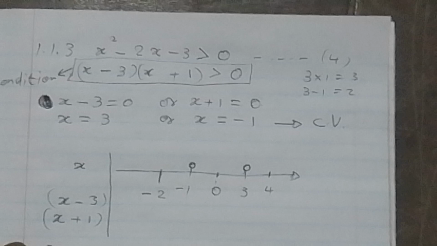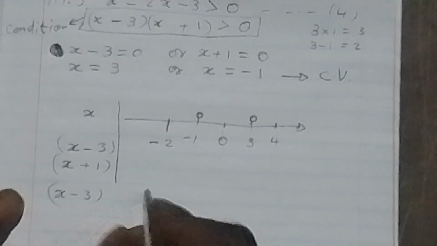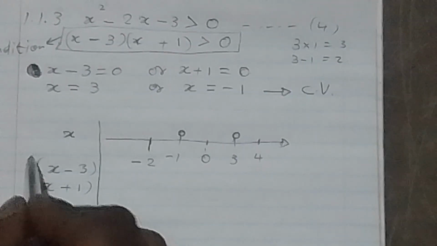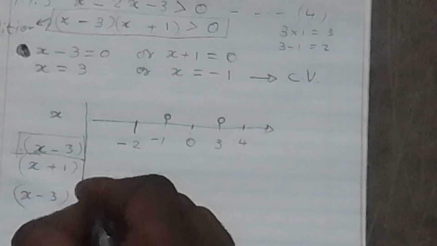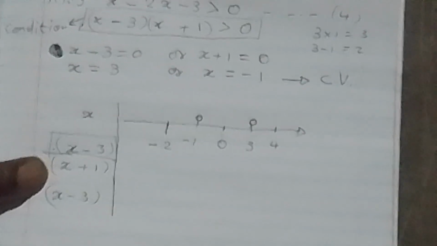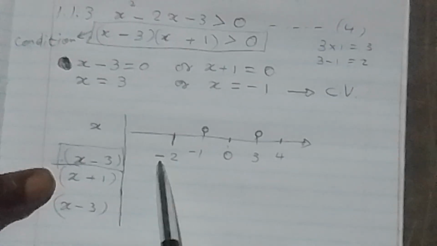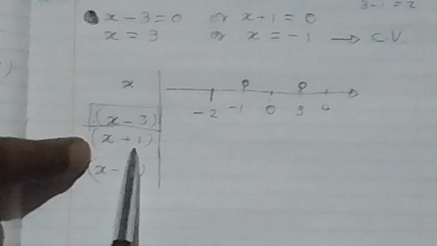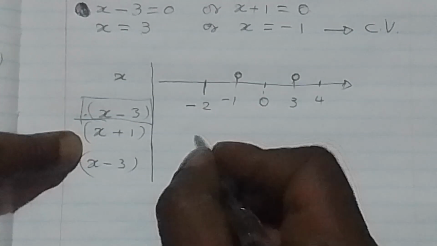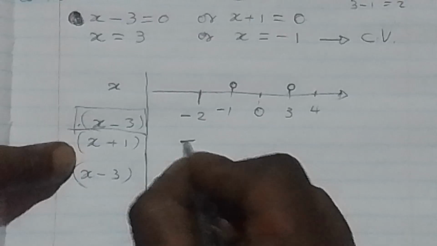Let's put this x minus 3 down. It does not matter which factor comes first. We just cancel this one. We need to put our signs here. Now we start with x plus 1. You put a negative 2 here. It's minus 2 plus 1 is minus 1, and minus 1 is a negative sign.